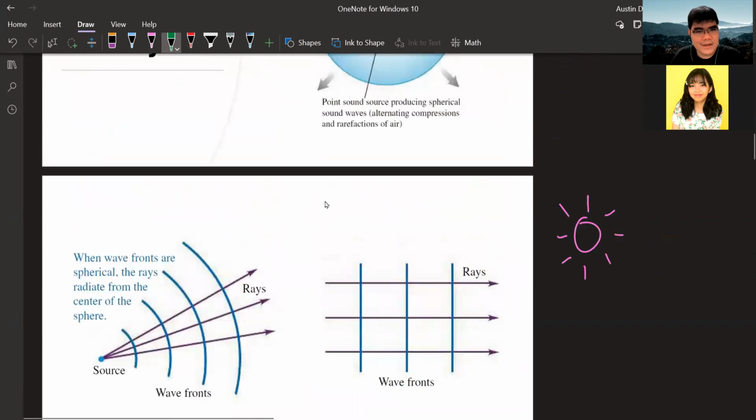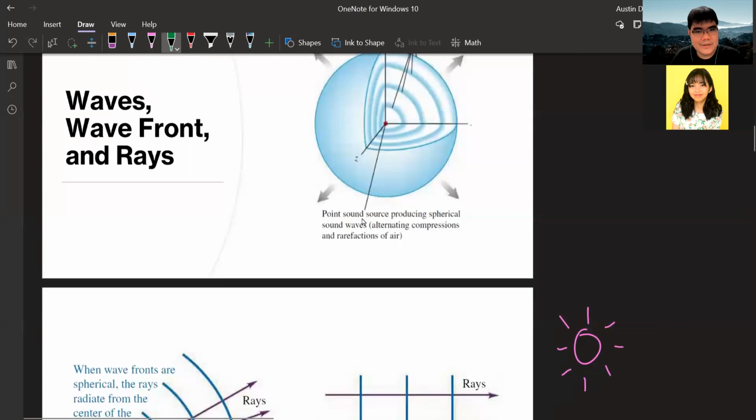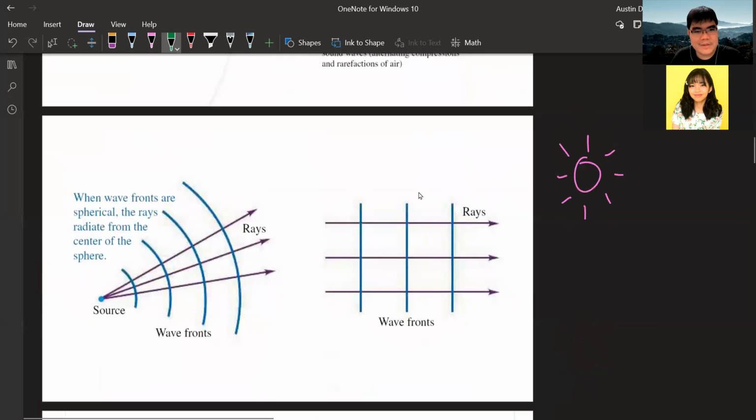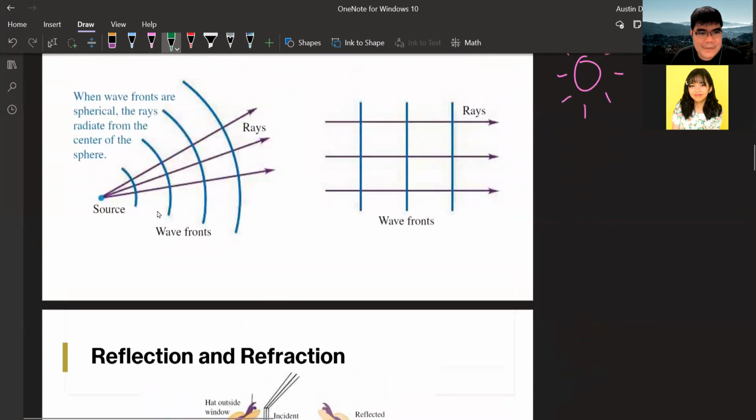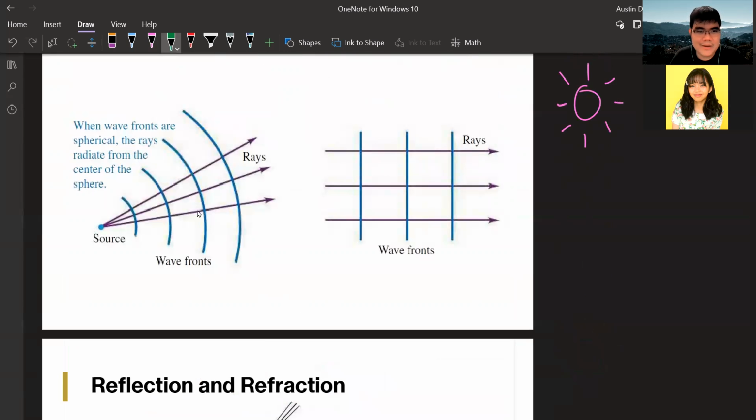So, ayun. Wala lang to. Feeling ko wala naman masyadong matatanong dito. Ayun lang. Yung idea must be dapat perpendicular yung dalawang object na to. So, yung wavefront, perpendicular siya with rays.